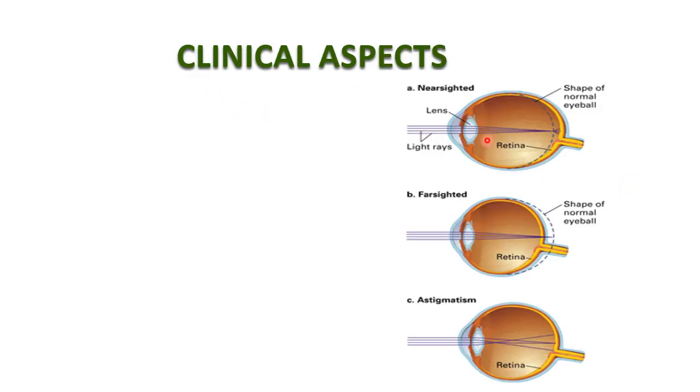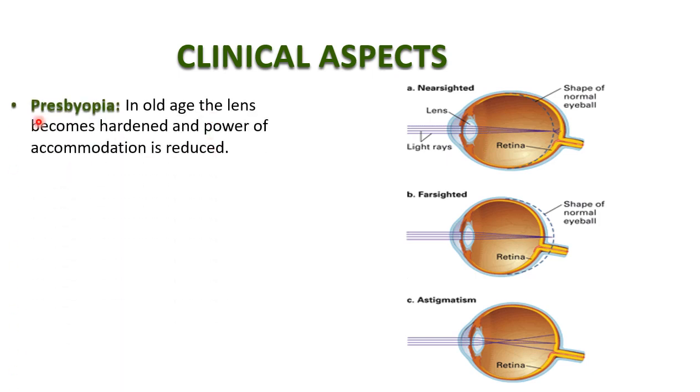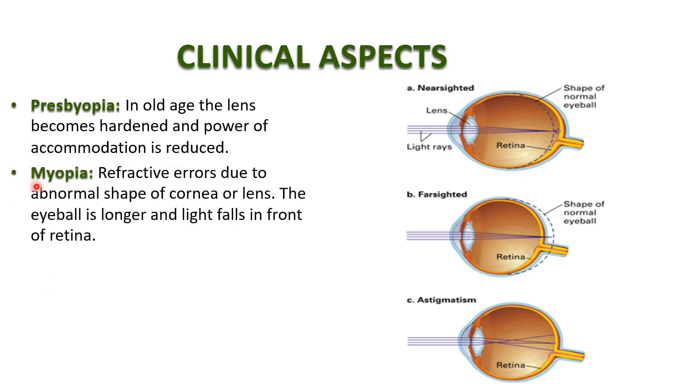So clinical aspects, mainly what is presbyopia. The lens gets hardened in old age and leads to presbyopia. Okay, so thereby you use a reading lens, or sometimes if you have other conditions associated like myopia, then you use a bifocal lens. Refractive error is due to abnormal shape of the cornea, okay, abnormal shape of the cornea, you are able to understand, or the lens.